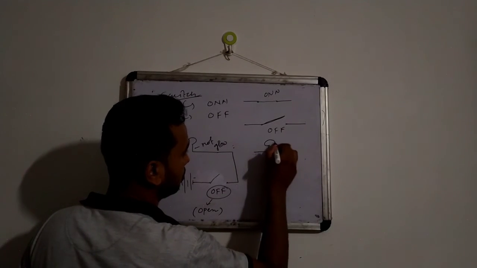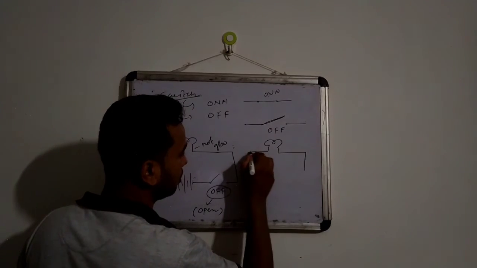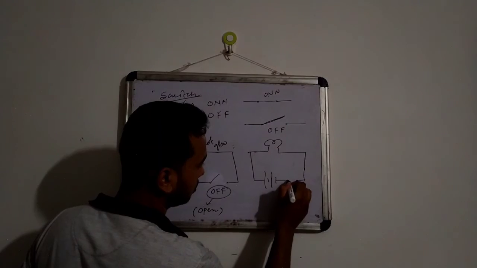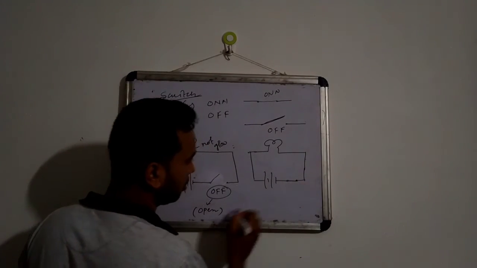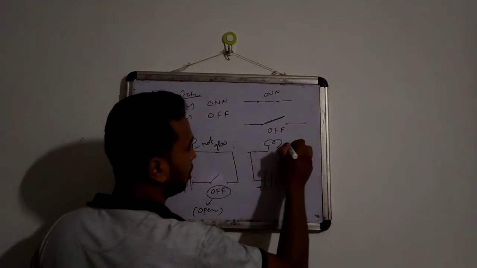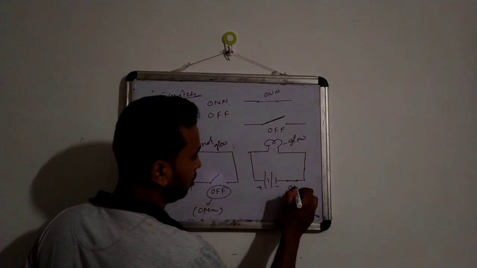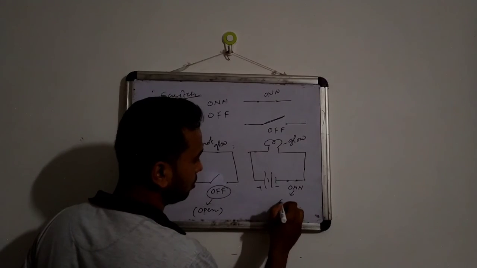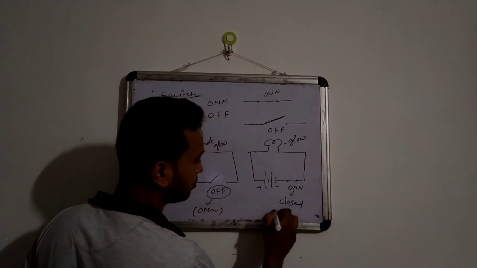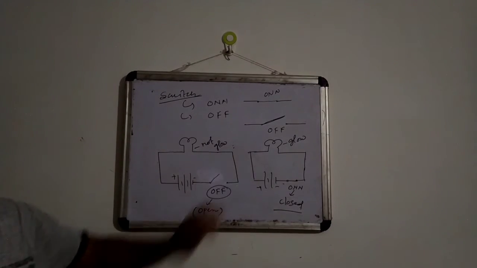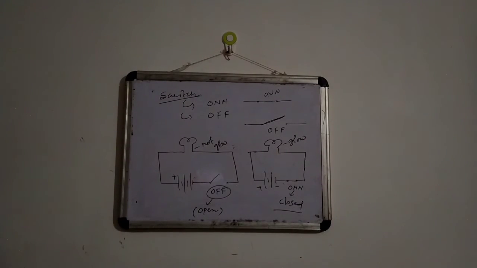But if we keep the switch like this, then the bulb will glow, because the switch is in on state or closed state, because this is closed. In this case the bulb will glow.